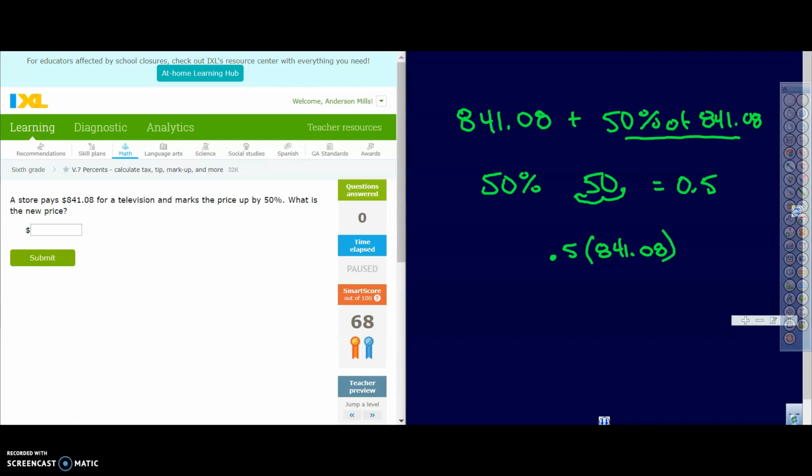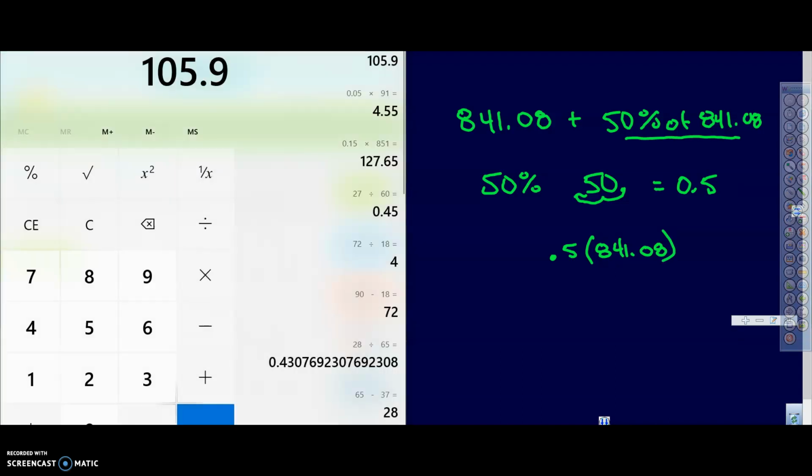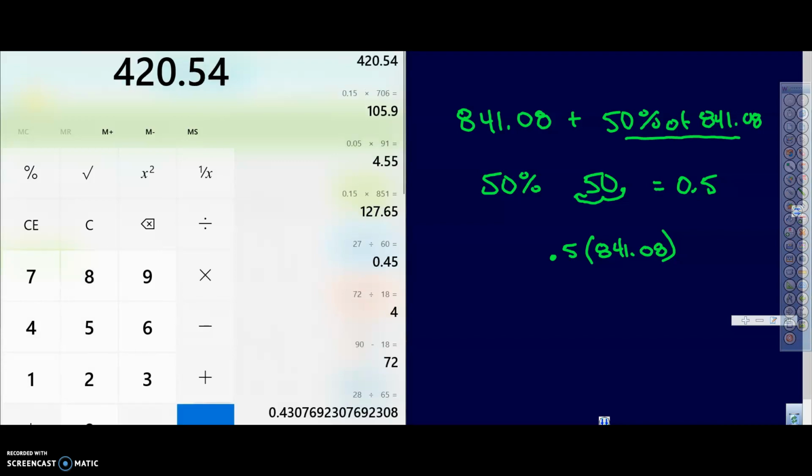So we go to our calculators, and we just say 0.5 times $841.08, and that equals $420.54. All right, so we're going to take that amount that we just found, 50% of $841.08, and add it to the price that the company paid, $841.08.